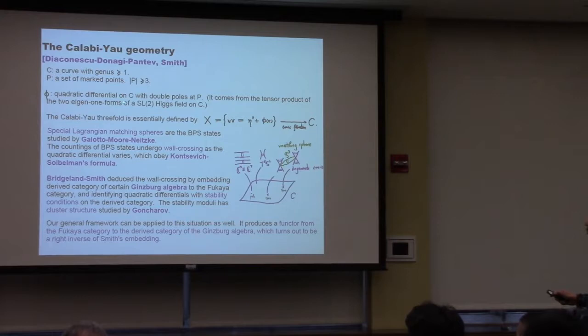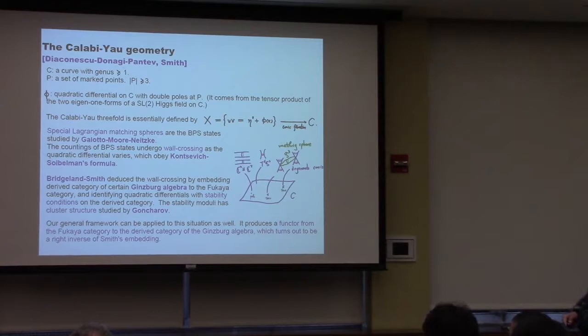So I'm not going into this story because anyway, I'm just interested in this Calabi-Yau geometry. So this Calabi-Yau geometry comes from the Higgs field. And this is the quadratic differential, and this gives a conic fibration. The conic fibration is drawn here, which was constructed according to Smith's paper. And in this story, special Lagrangian matching spheres are the BPS states studied by Klemm and Nekrasov. And the interesting point is that the BPS states undergo wall crossing and they obey conservation of the noncommutative quasar corner. So it is the most interesting point here.